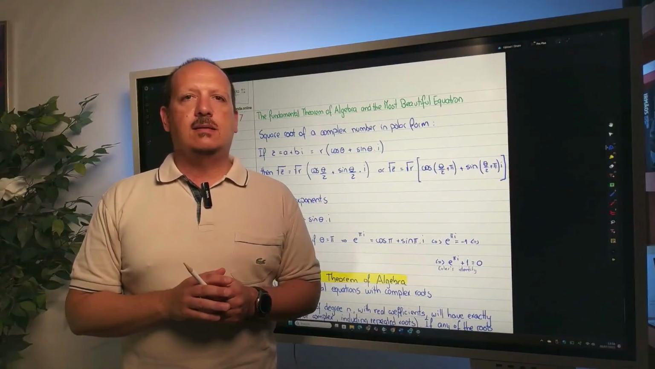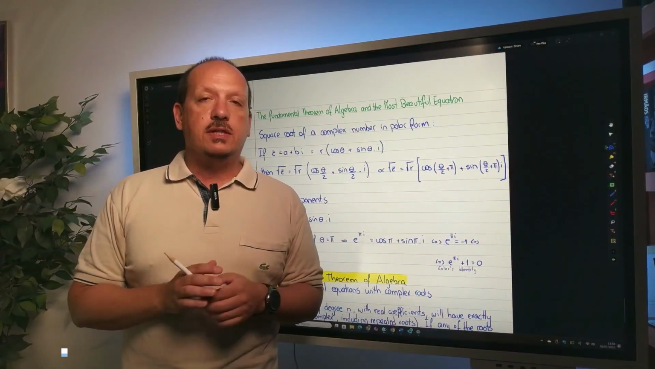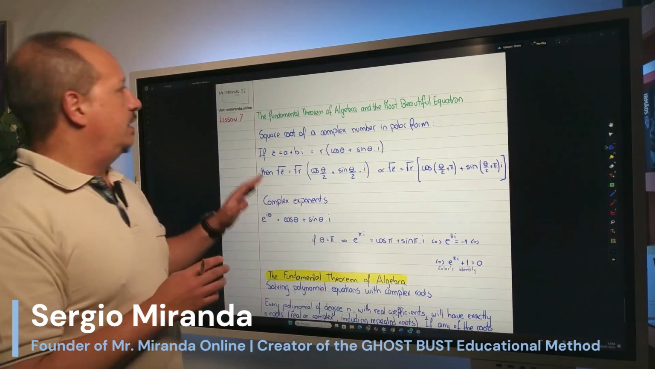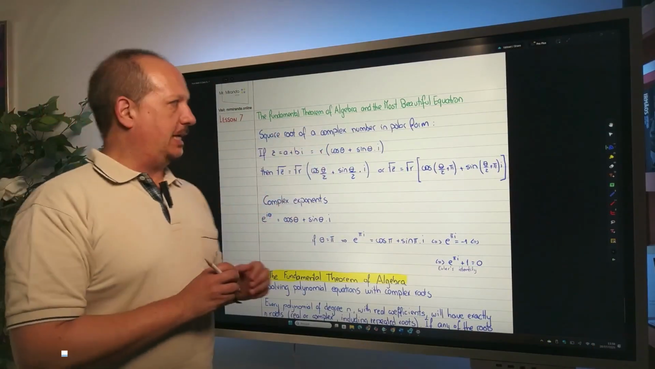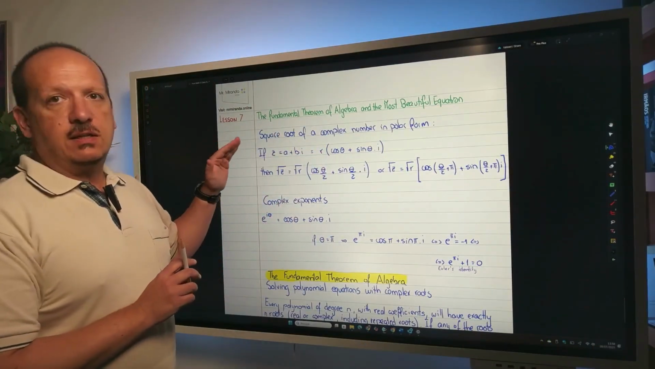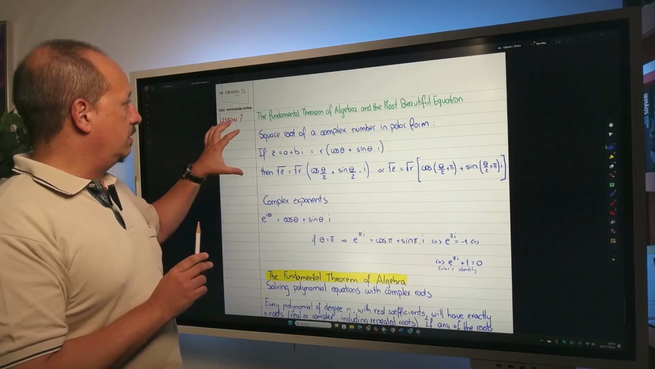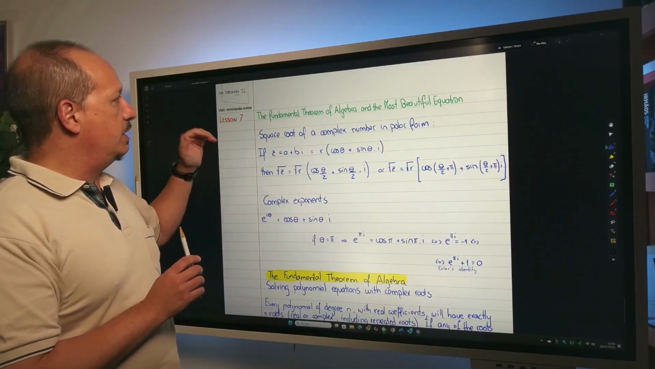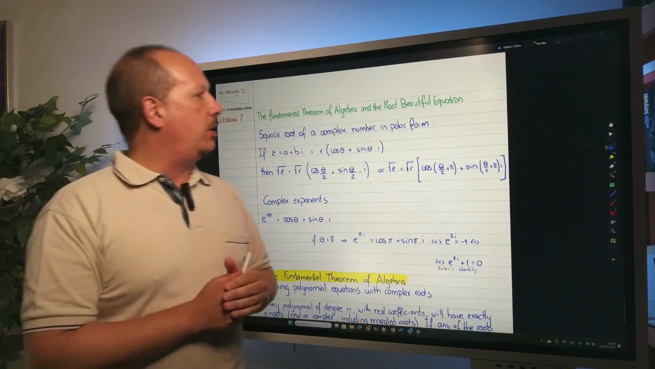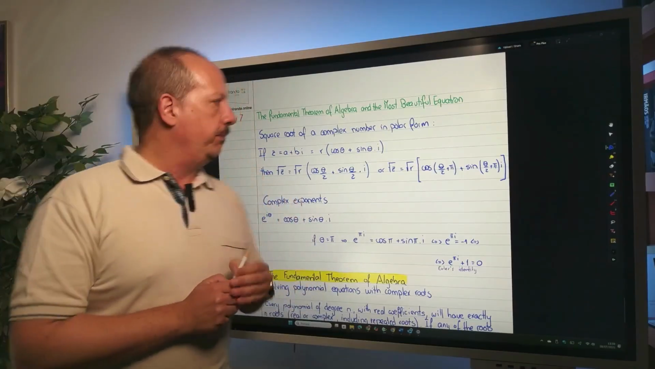This is the last lesson of this chapter and of this course. It has a weird name, but more on that later. I want you to start focusing on these two things. First, how to get the square root of a complex number in polar form.